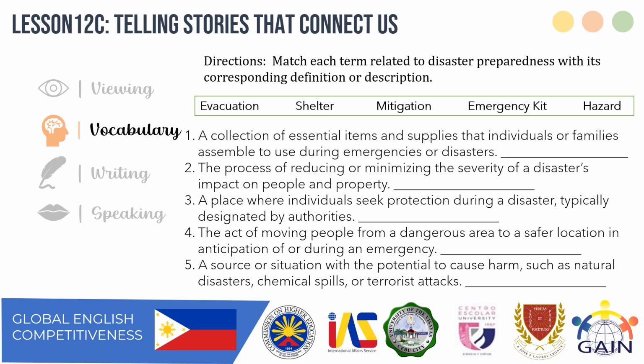For our next activity, we're going to test your vocabulary. Match each term related to disaster preparedness with its corresponding definition or description. For example, in number 1, a collection of essential items and supplies that individuals or families assemble to use during emergencies or disasters refers to emergency kit. Now pause the video and answer the rest of the items. Here are the correct answers.